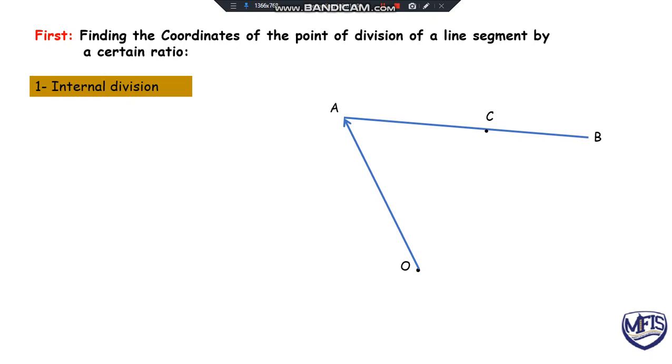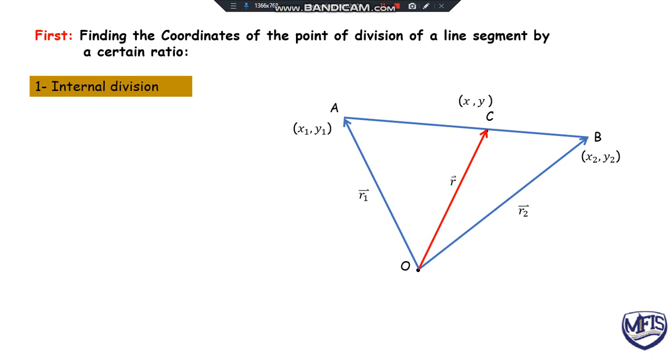So we'll start with the origin point to the point A, and this is R1 and represented by the ordered pair x1 and y1, and we have the coordinate of B will be x2, y2, and represented by the vector R2 from origin point O to B. And we have the point of division, which is C, its vector is R and represented by x, y. So we want to find the rule to find the point C.